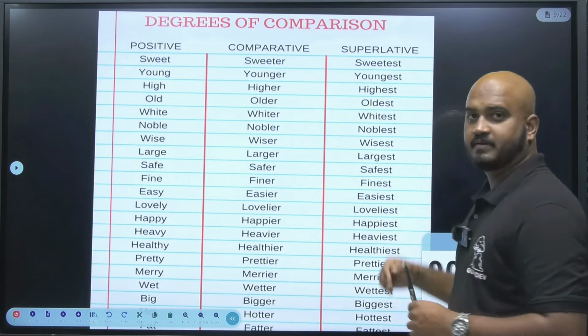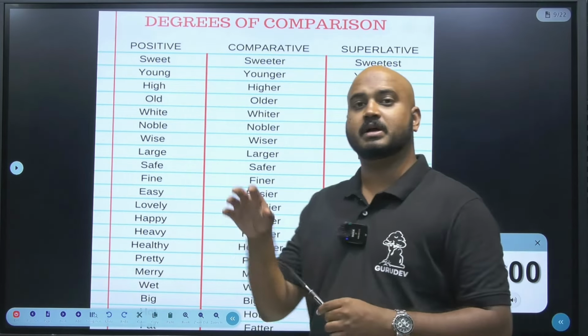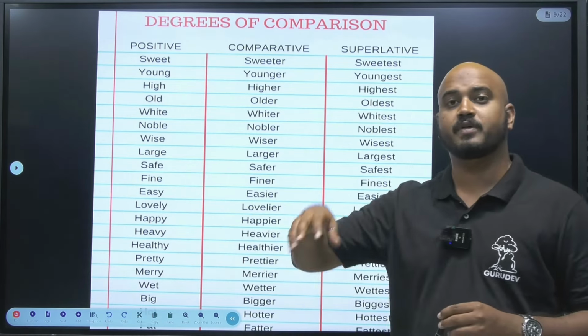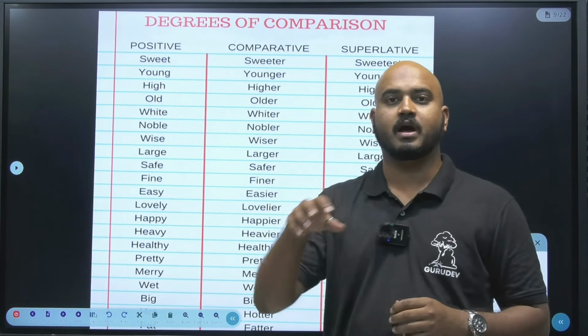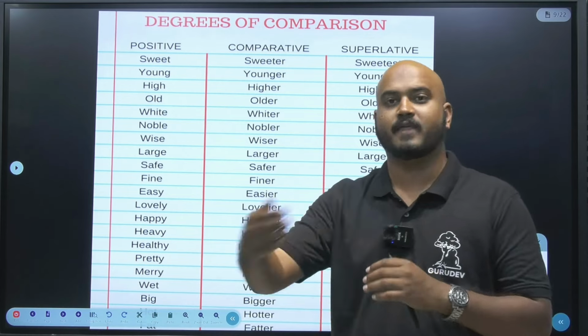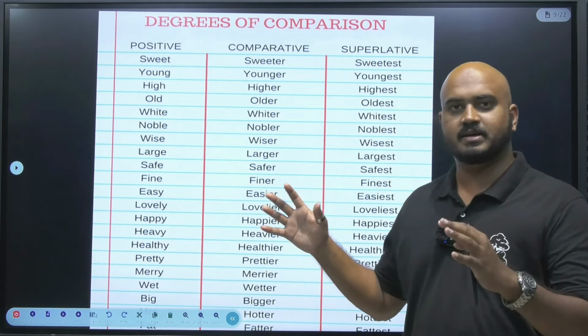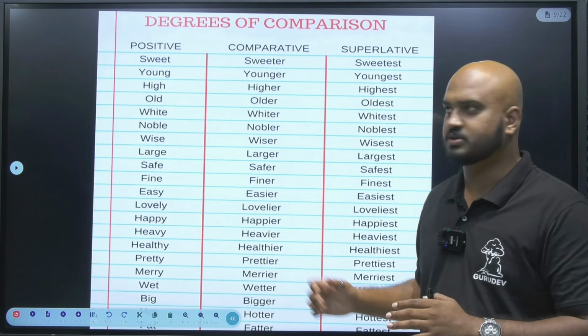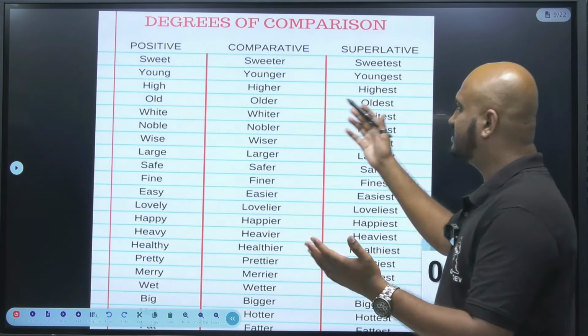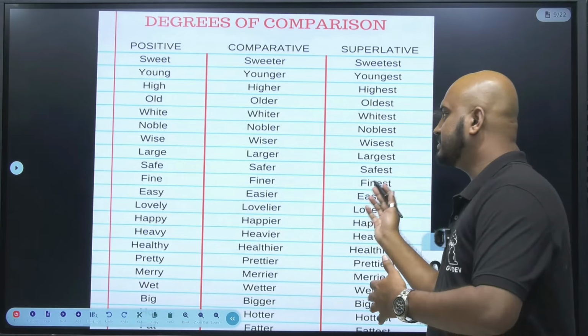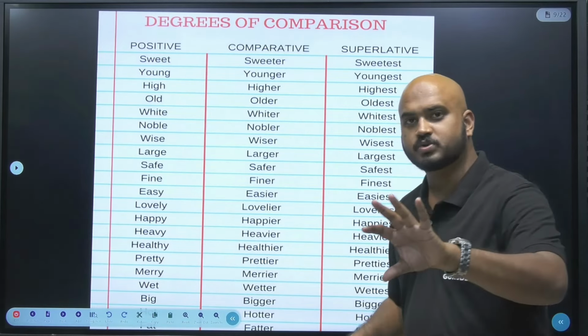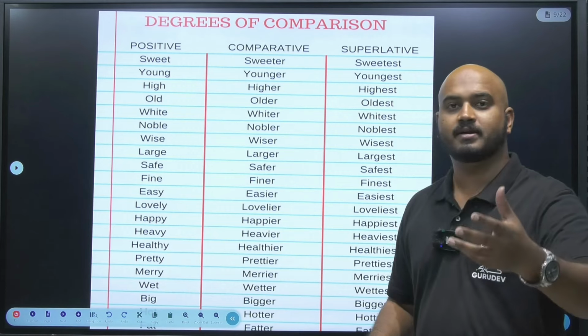Coming to superlative, superlative is used when the comparison is among more than two things or more than two people, right? So you're picking one particular person or one particular thing out of many, especially more than two. So that is the basic idea of degrees of comparison. So sweet, sweeter, sweetest. I'm sure pretty much in your school days you have done this, right? Wise, wiser, wisest. However, there are certain words also for which we cannot write comparative form.